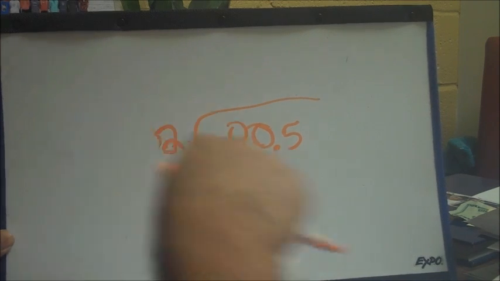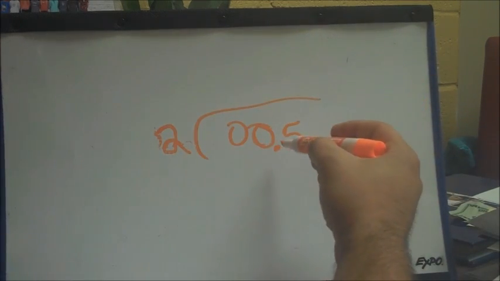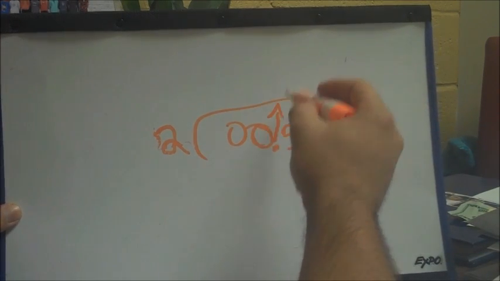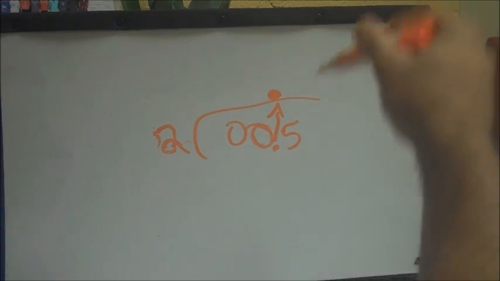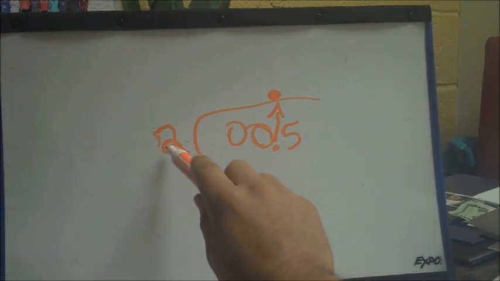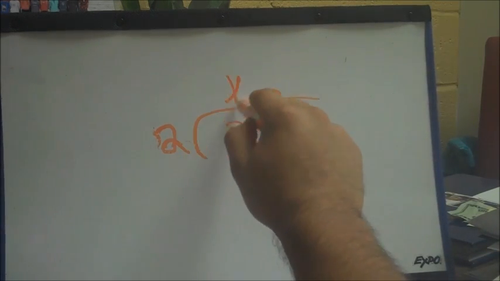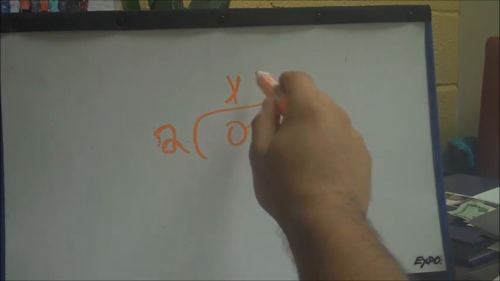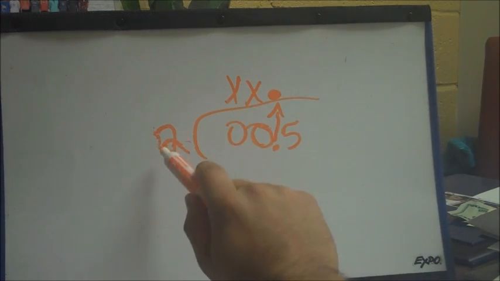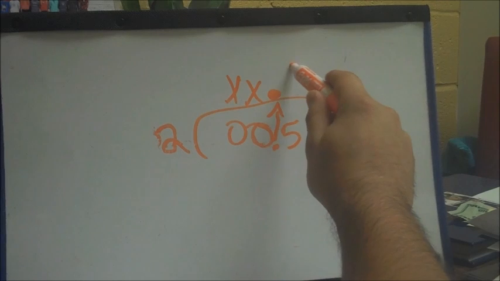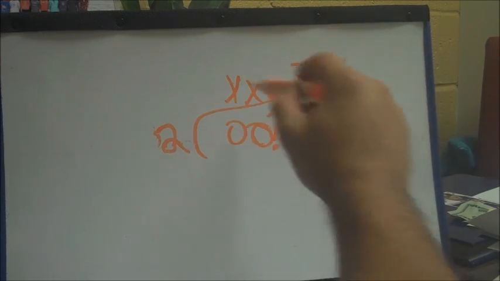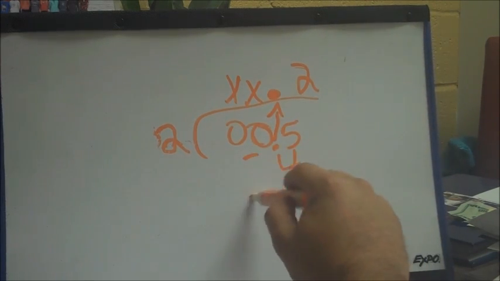And remember, when we're dividing and there's a decimal left in the dividend, we're just going to move that straight upstairs to start off. So now we're going to solve just like normal. How many times will 2 go into 0? Well, it won't. How many times will 2 go into 0? It won't. How many times will 2 go into 5? Well, it'll go in twice. And 2 times 2 is 4.